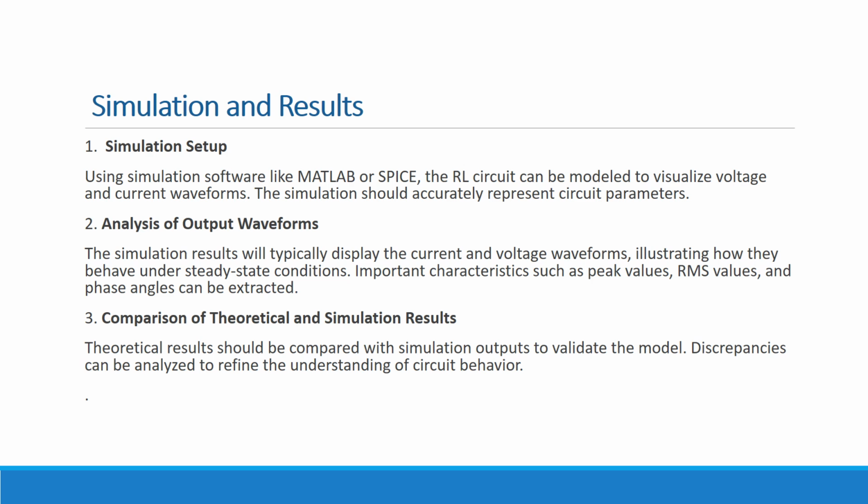Analysis of output waveform. The simulation results will typically display the current and voltage waveforms, illustrating how they behave under steady state conditions. Important characteristics such as peak value, RMS value, and phase angle can be extracted. Here on the y-axis we can take the current, voltage, RMS values, phase angle. On the x-axis we can take the time t.